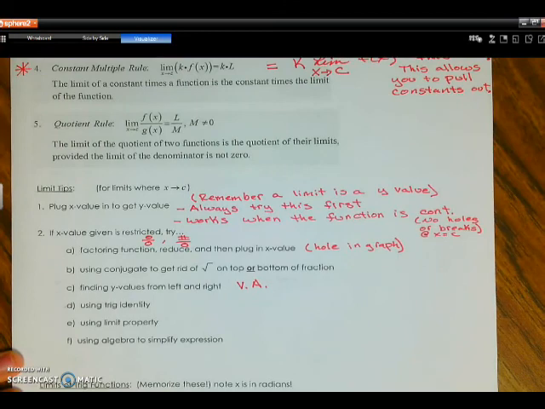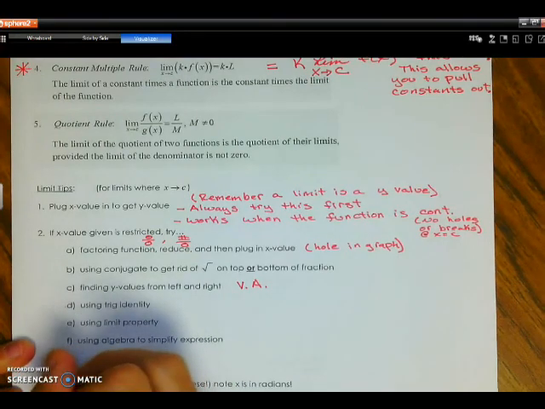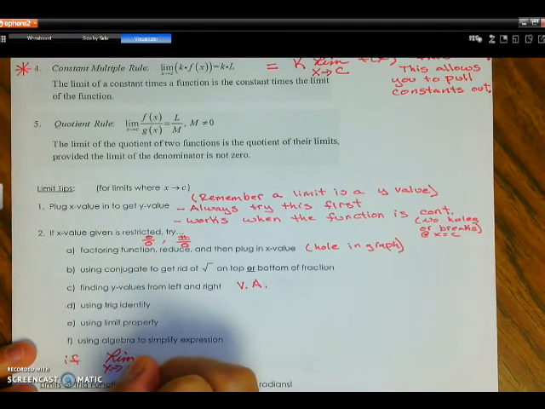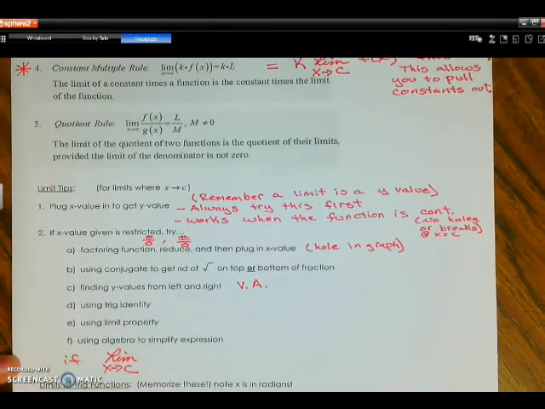I want to give you a tip, okay? When you're finding limits, let's say the limit as x approaches c, and again, that's how you read that.